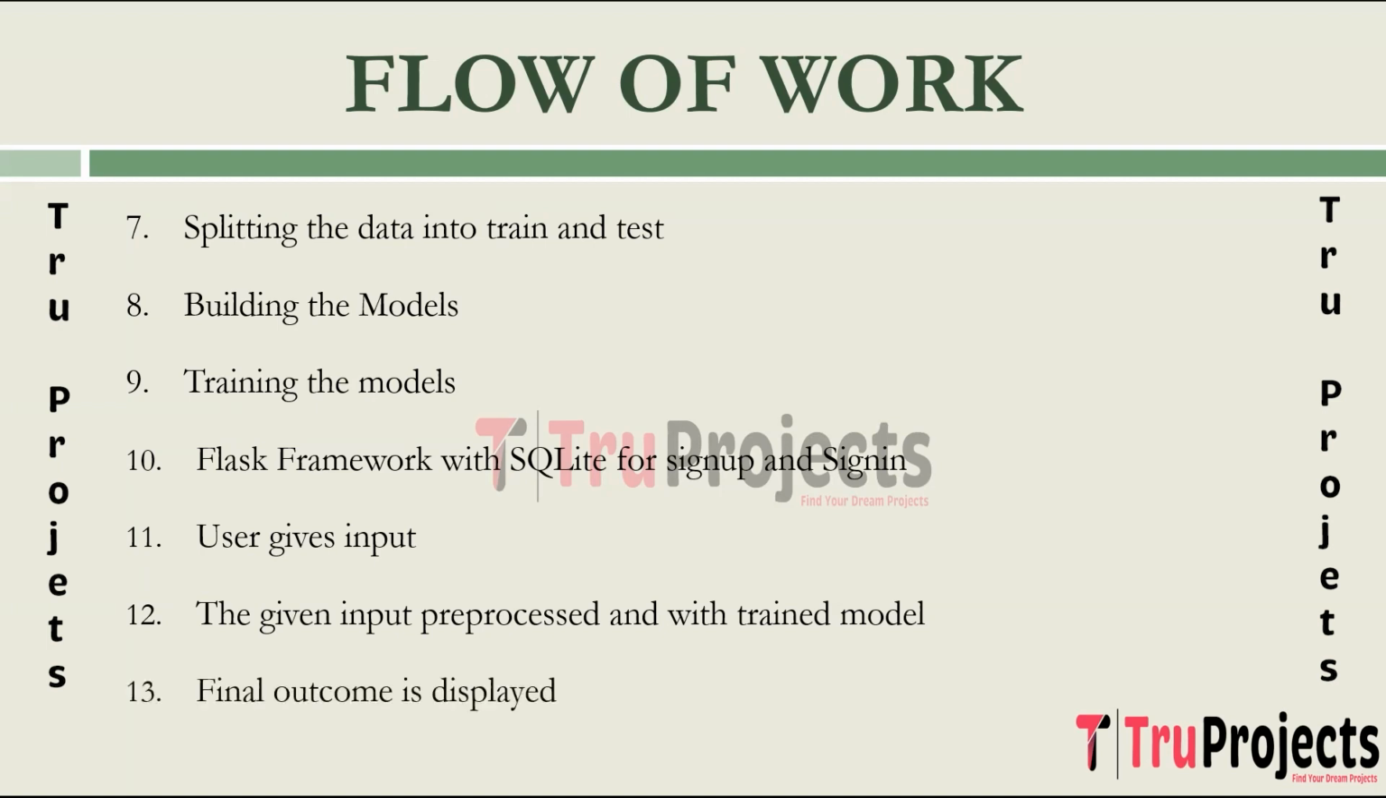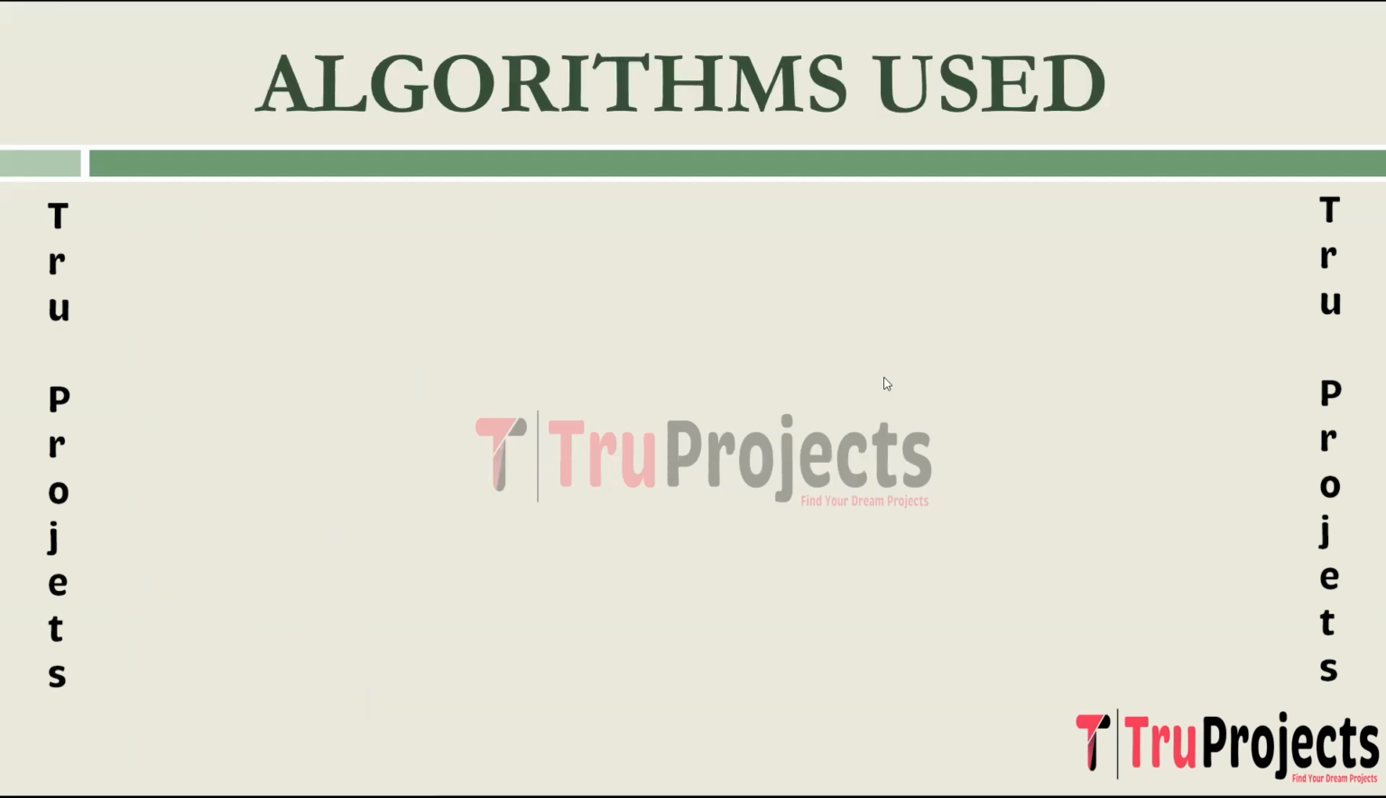The last step is the final outcome is displayed. The predicted outcome, such as the likelihood of the disease presence or absence, is displayed to the user through the web application interface. Algorithms which are used in the project are logistic regression.